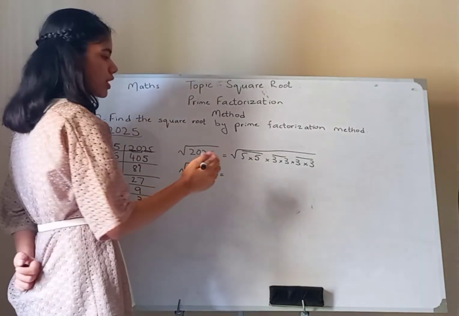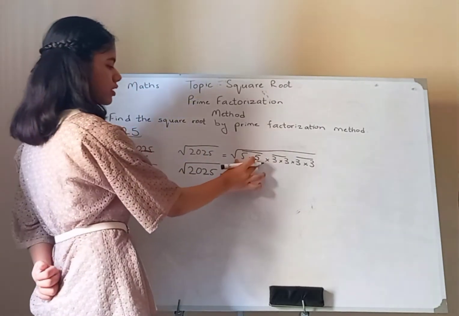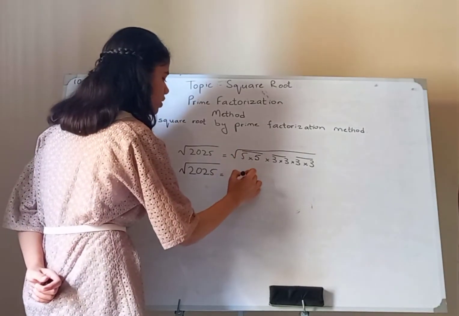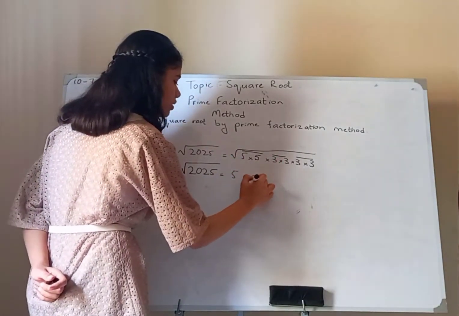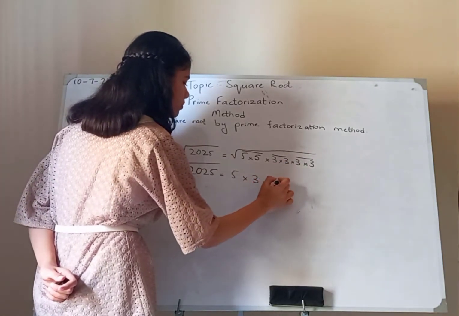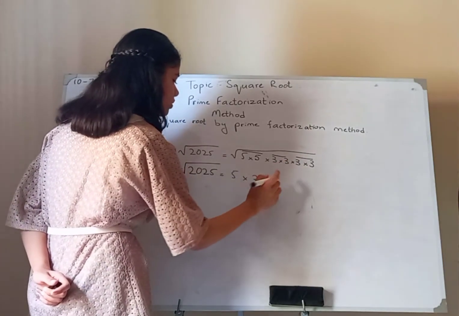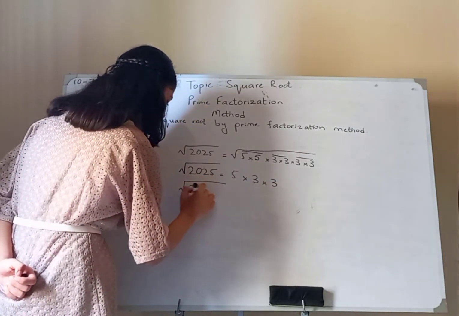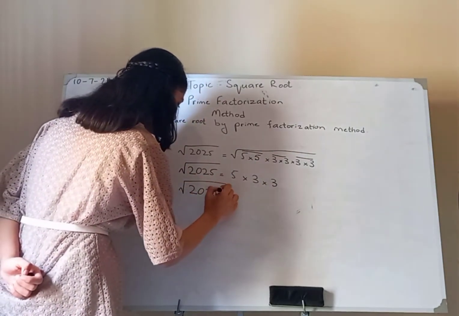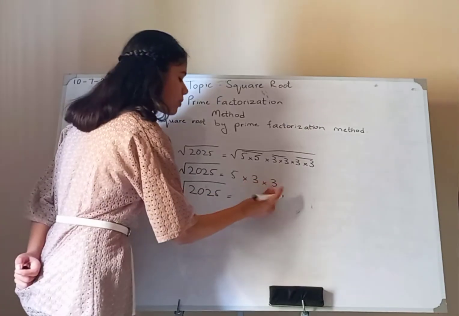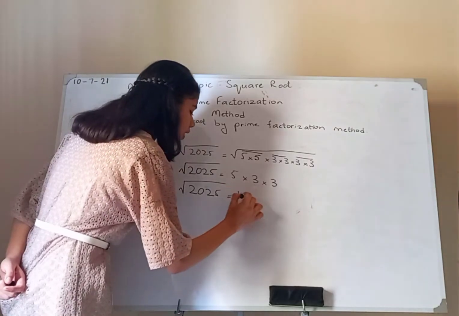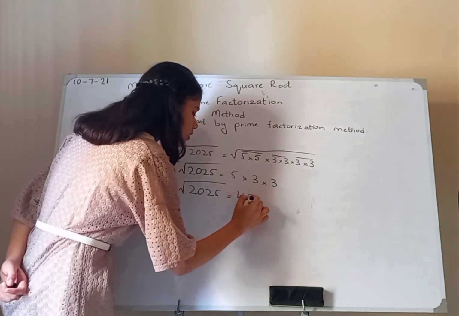Another rule is, when you have made the pairs, take one number from each pair. 5 multiplied by 3 multiplied by 3 multiplied by 3. The square root of 2025 is equal to 3 times 3 is 9, and 9 times 5 is 45. Answer.